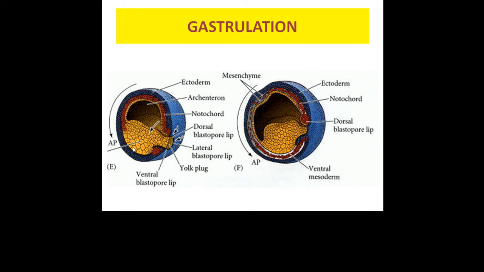Ultimately, the blastocele is completely obliterated. The archenteron becomes larger in size, still maintaining contact with the outside surface, and this pore in future forms the anus of the animal.